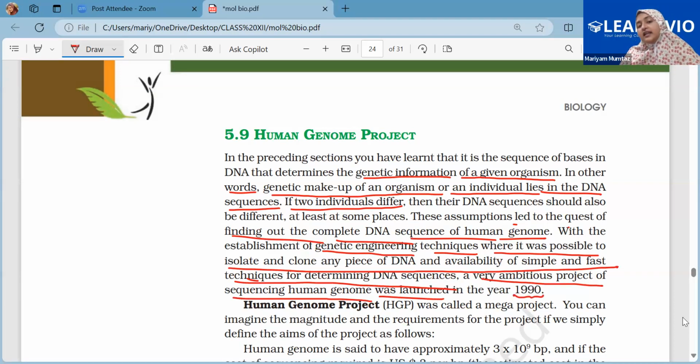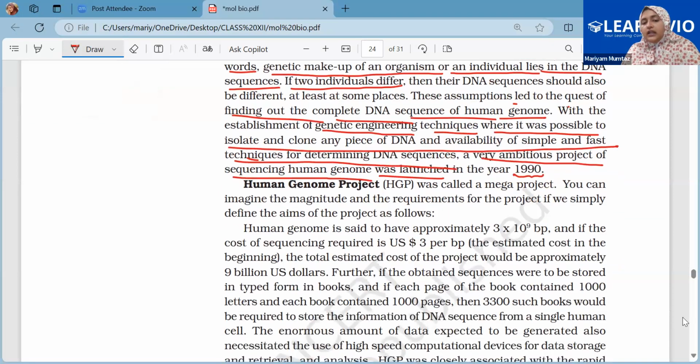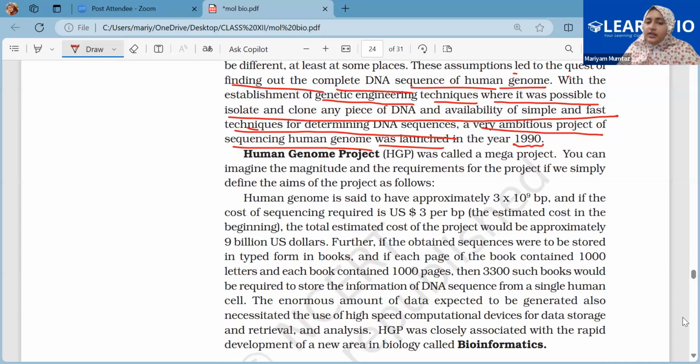So a question can be asked, like, in which year the Human Genome Project was launched. The Human Genome Project, HGP, was called a mega project. You can imagine the magnitude and the requirements for the project if we simply define the aims as follows.